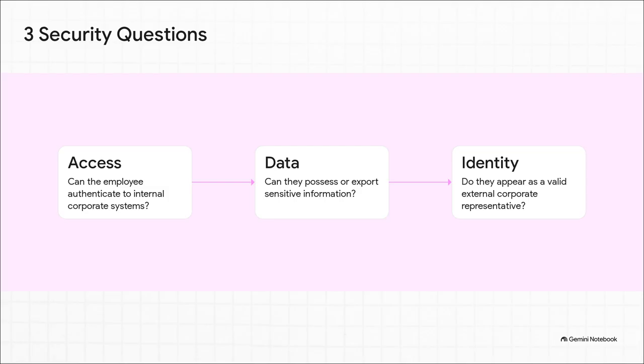And number 3, which is the one almost everyone forgets, external identity. Can customers or partners still bump into an apparently valid corporate identity belonging to this former employee? Because here's the thing, shutting off a VPN only answers that first question. It leaves your external identity completely exposed.